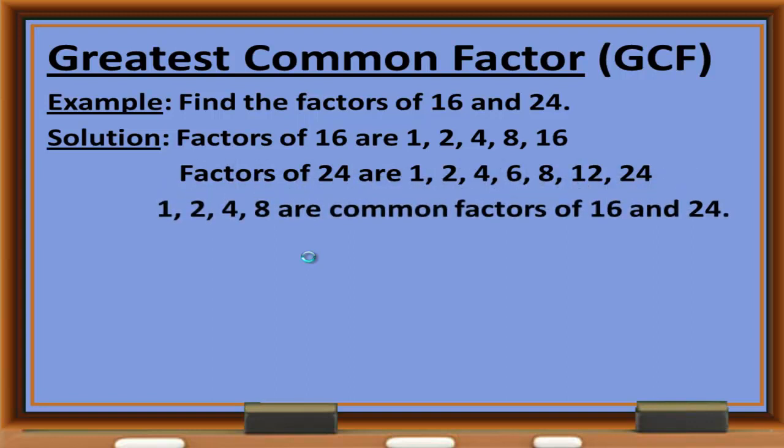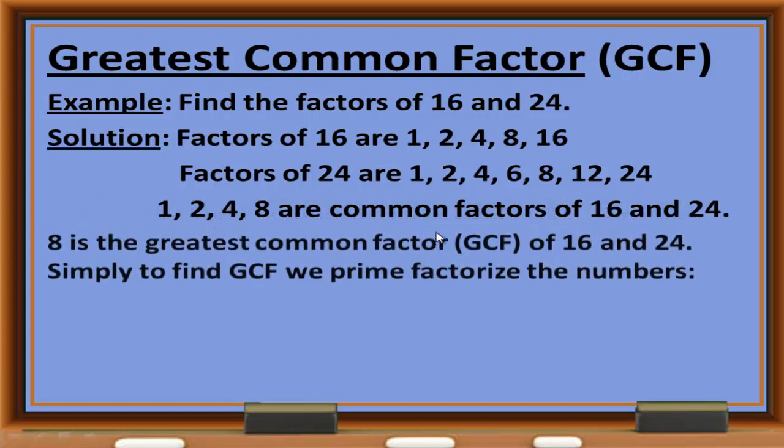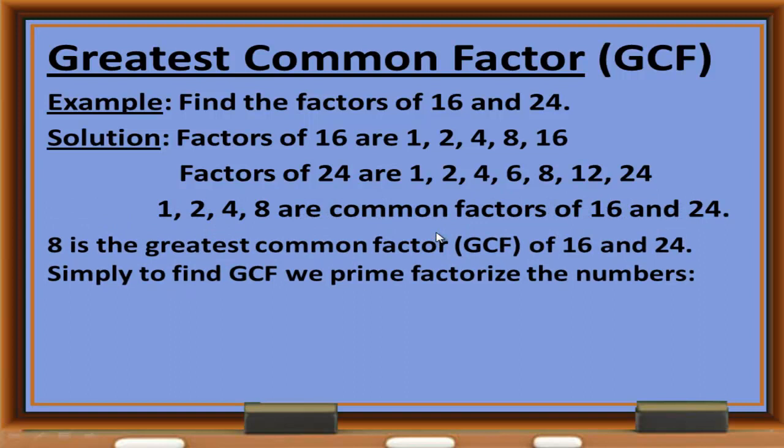Now 1, 2, 4, 8 are common factors of 16 and 24. Thus, these factors are common factors for 16 and 24. Eight is the greatest common factor, that is GCF, of 16 and 24. Simply, to find GCF, we prime factorize the numbers.